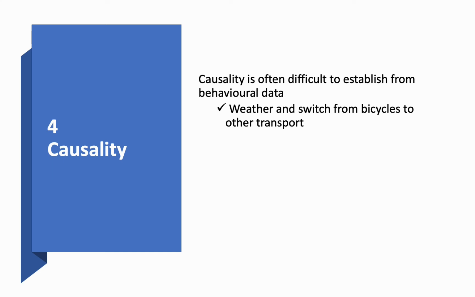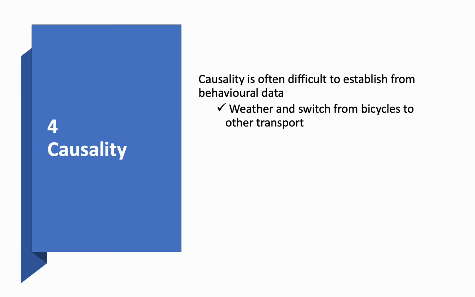Causality is often, I would say perhaps even usually, difficult to establish from behavioural data. Sometimes it's not so hard. So I've looked at over the years quite a lot of data around cities, and we see a switch happen. When the weather is bad, people switch from bicycles to other transport. So they start using public transport or cars. It's clearly not that the switch from bicycles is causing the weather.